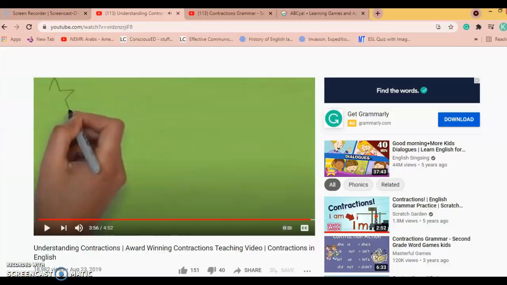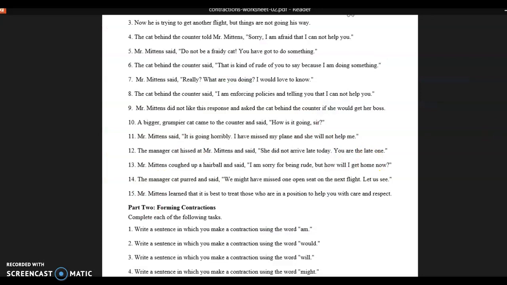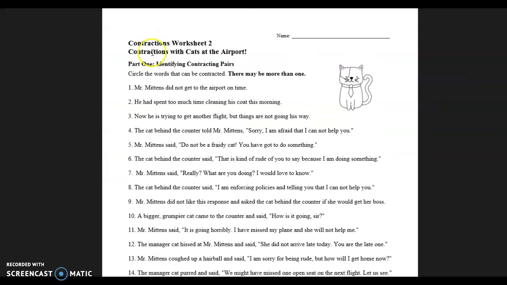Okay, so that is it for here. Your homework will be this worksheet. It's called Contractions Worksheet number 2. Contractions with cats at the airport. What you have to do is circle the words that can be contracted, just like the first paper. There may be more than one in a sentence. Let's do the first one. Mr. Mittens did not get to the airport on time. Where do you think a contraction can happen?